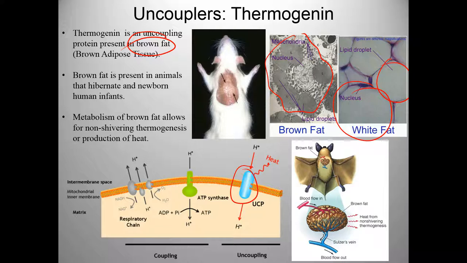Here, that proton gradient will move through this uncoupler protein, and as a result, you generate heat as opposed to generating ATP. Now you have mitochondria in other cells of the body that are making ATP. That's not a problem for the animal. But this is how these animals keep warm during the wintertime. This is a form of non-shivering thermogenesis. It's a way that they can produce body heat. Blood flows into the brown fat cells, generates heat, and this heat then gets transferred to other parts of the body through the blood.